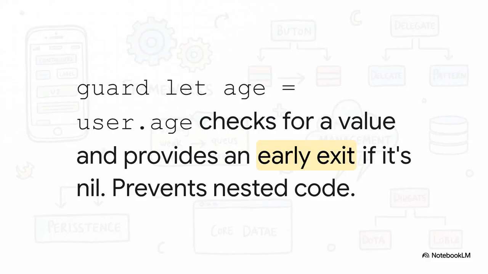Now, the second method, and honestly the one you'll probably prefer a lot of the time, is guard-let. Think of guard-let as a bouncer at a club. It stands at the door of your function and says, you must have a value to get past me. If you don't, you have to leave right now. It's fantastic because it lets you exit a function early if you don't have the data you need, and it saves you from those deeply nested if statements.